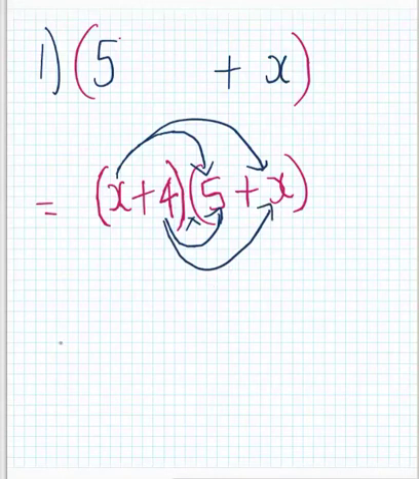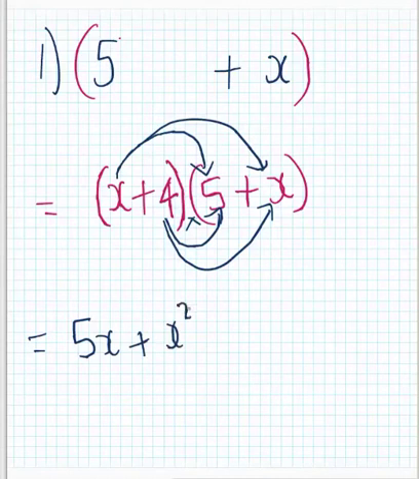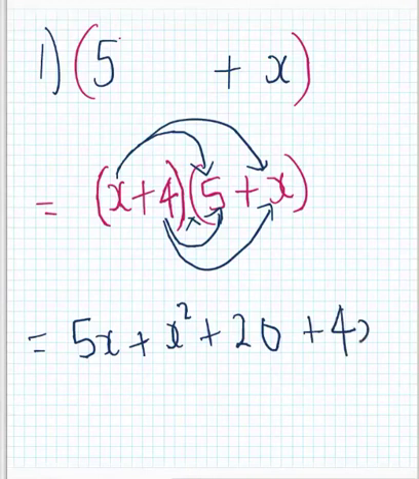So what we end up with is this. X times 5 is 5x. X times x, or positive x, is positive x squared. My x's are done, so now move on to my 4. 4 times 5 is positive 20. And 4 times x is positive 4x. It's all positive.